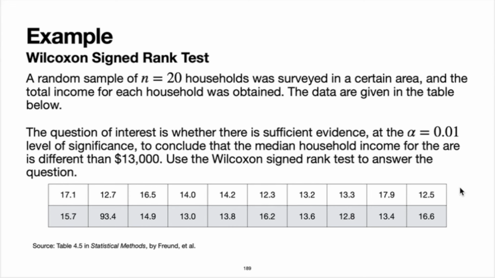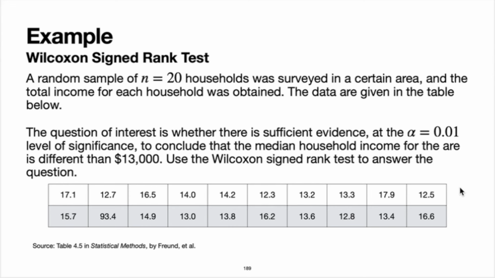So here are the data that we're going to be using, and these are data in thousands, obviously. The purpose is to determine whether we can conclude that the median household income for the area is different than 13,000. So this is going to be a two-sided test. The null hypothesis will be that the distribution of incomes is symmetric about 13. The alternative is that the distribution of incomes is symmetric about some other value, so cap M is not equal to 13. Now, because this is a two-sided test, the test statistic is going to be the minimum of T minus and T plus.